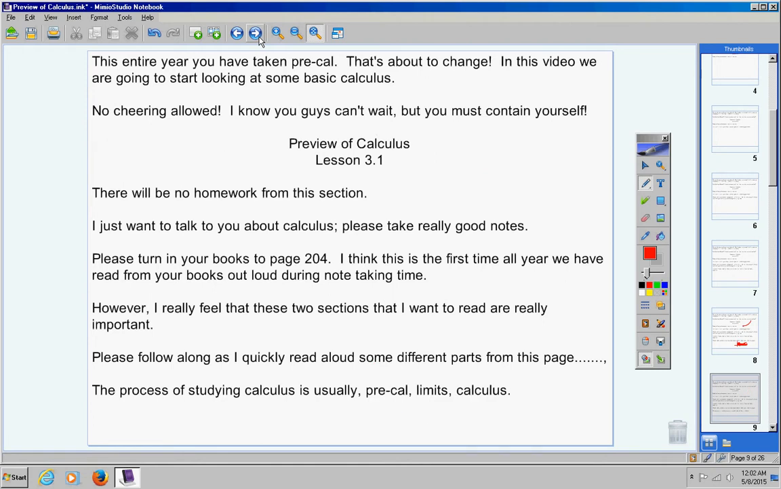The process of studying calculus is usually pre-calculus first. We've done that. Then limits. And when they say calculus, limits are actually a branch of calculus. And then after limits, it would be derivatives and antiderivatives, which are also a part of calculus, okay? But we're going to get into limits next. That's why we are going to study limits in the next lesson, lesson 3.2, because it goes pre-cal and then limits, okay?